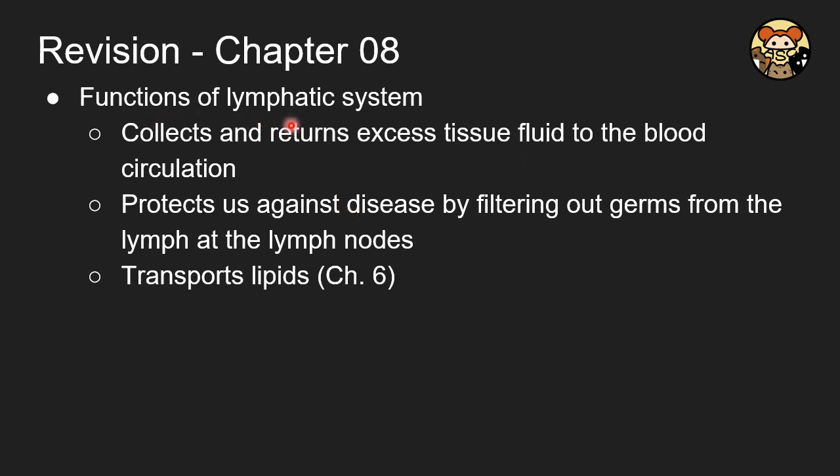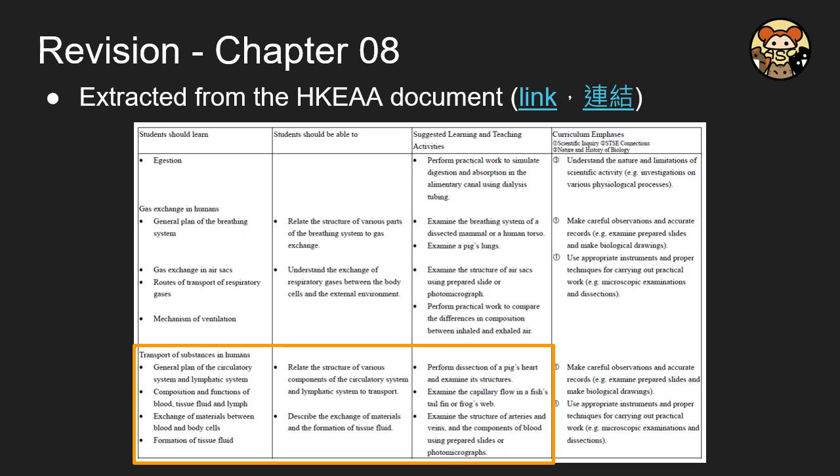And for the function of the lymphatic system, it is to collect the excess tissue fluid to prevent accumulation of tissue fluid, that is in Chinese called 水肿. And also it will protect us against disease because it filters the germs and it helps to transport lipids.